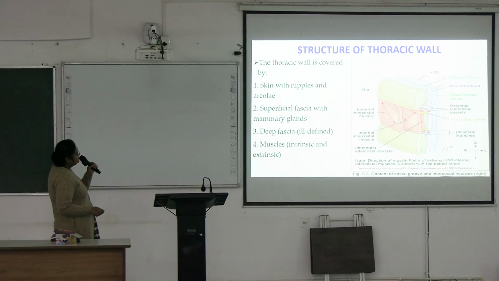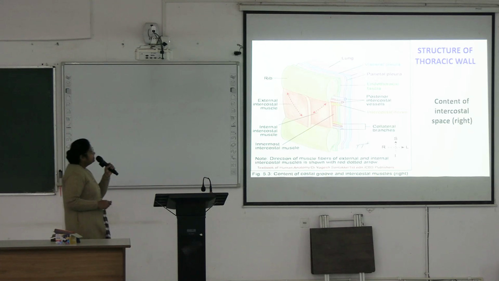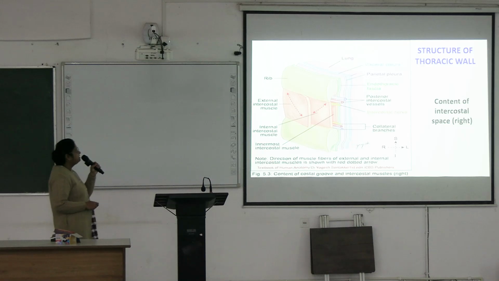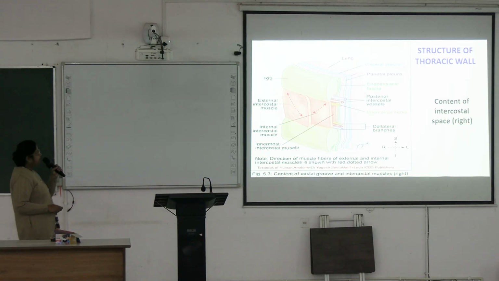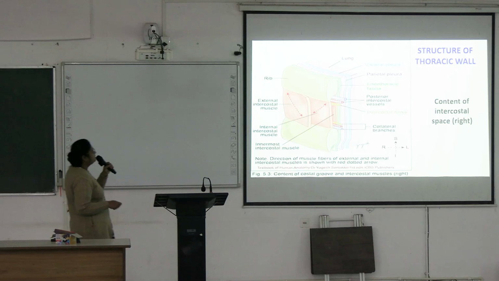And muscles are intrinsic muscles and extrinsic muscles. See here, these are the two ribs. In between the two ribs, there are three muscles. Outermost is the external intercostal, inside it is the internal intercostal, and innermost is the innermost intercostal muscle. And you can see in between the internal intercostal and innermost intercostal lies this neurovascular bundle, the vessels and the intercostal nerve, okay? And it is giving also some collateral branches which are lying at the lower end of the space.